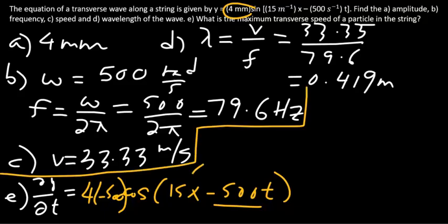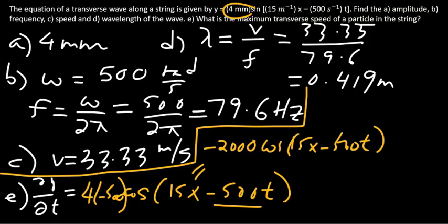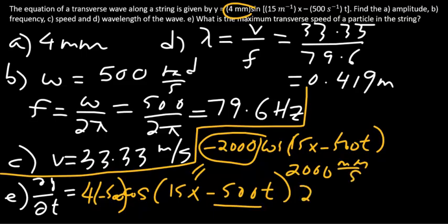So let's rewrite this expression. It's minus 2000 cosine 15x minus 500t. So the maximum value for this function is the number multiplying the cosine, the magnitude of which is 2000 millimeter per second, or 2 meter per second. So that is the maximum transverse speed of a particle in the string, and that solves the problem.